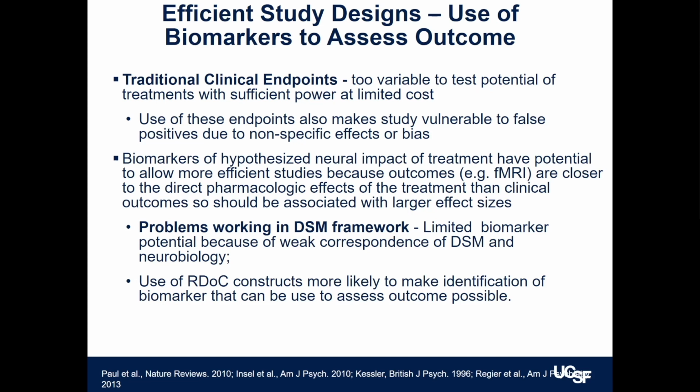So biomarkers have the potential benefit, if chosen properly, that they could be way closer to the biology of what a drug does than a rating of that sort. So imagine you're looking at a treatment that binds to the serotonin 2A receptor. It's a long distance from binding to the serotonin 2A receptor to somebody reporting how sleepy they are.